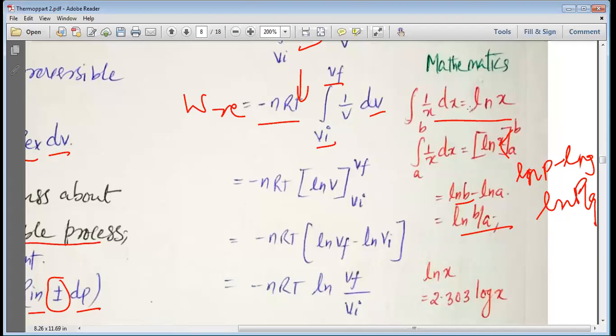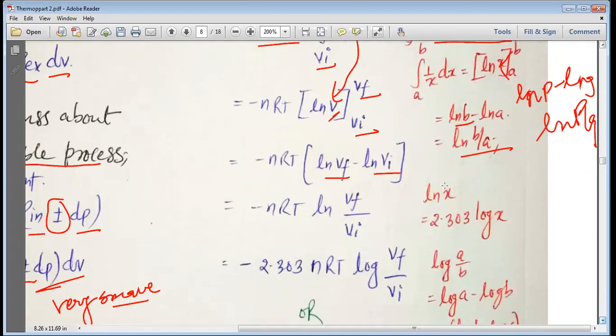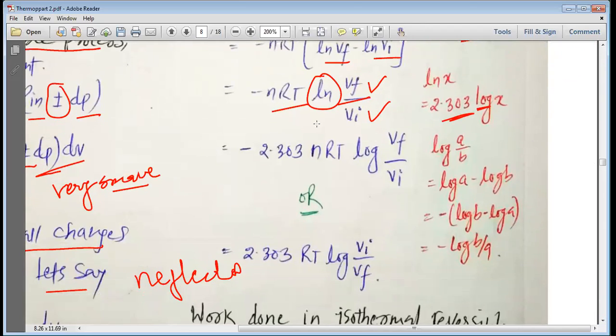Now, 1 upon x dx is equal to ln x. So we have written 1 upon v into dv as ln v, and the ranges we have written outside, vi to vf. Now instead of v, we can write first vf and then vi. So minus nRT ln vf minus ln vi, and ln b minus ln a is equal to ln b by a, and therefore we can write ln vf minus ln vi is equal to ln vf divided by vi. But when we want to convert this ln into the log form, we need to multiply it with 2.303, and that is why in the next step we write 2.303 and log.